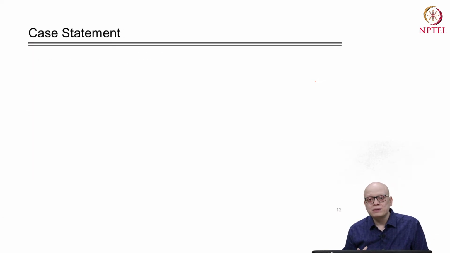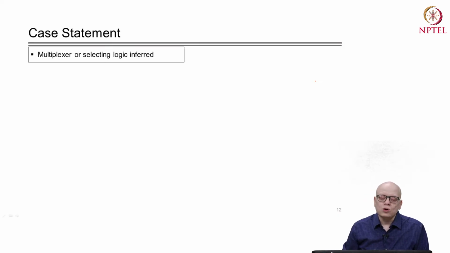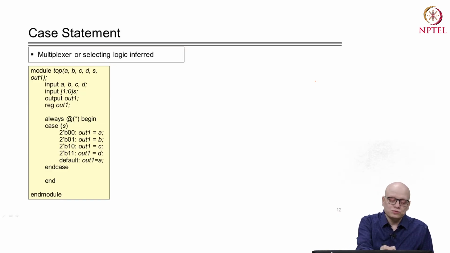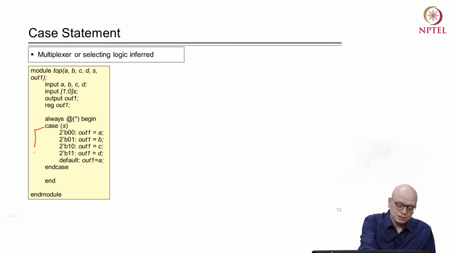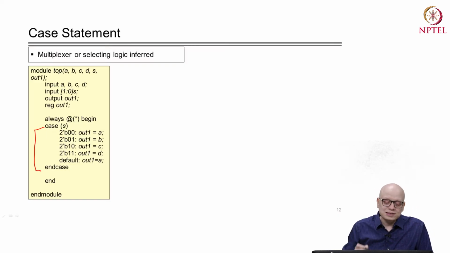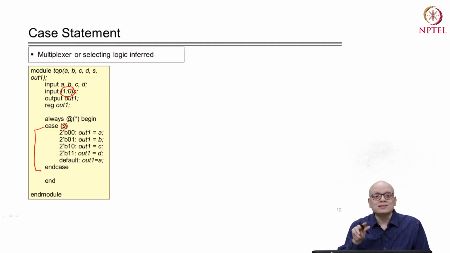Now how will the case statement be synthesized? The case statement will also be synthesized into a multiplexer or select logic. Select logic is inferred. The size of this multiplexer will depend on the complexity of the case, or the signal appearing in the case statement, which is selecting various values. For example, suppose we have a case statement like this. In this case statement, the selection is based on the signal S. And what is the size of S? The size of S is 2 bits. So the multiplexer will have 2 bits on the select line.